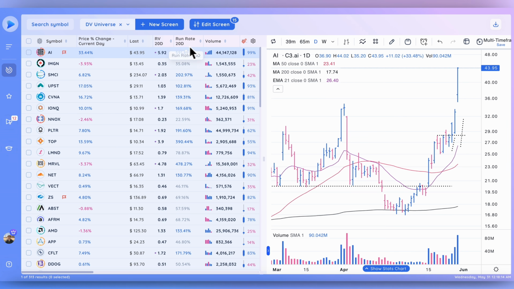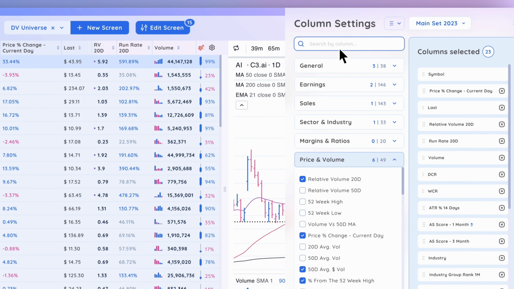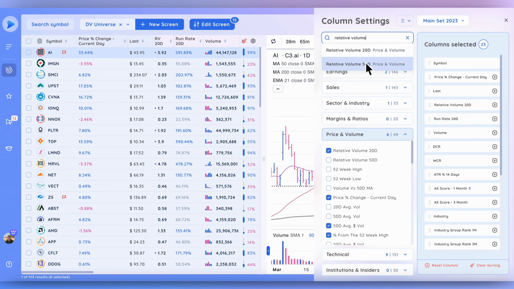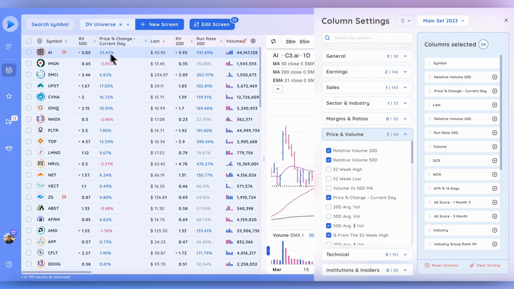In order to add this to your data column set, click the column settings gear icon and search relative volume. You can see you've got both the 20-day and 50-day variation. This would open up this folder right here, and you can check it and add it to your column set. We'll also add the 50-day here. You can see it's automatically added over here on the left-hand side, and this value is slightly different just because this one compares over the past 20 days and this one over the past 50 days. So they will give a different result.